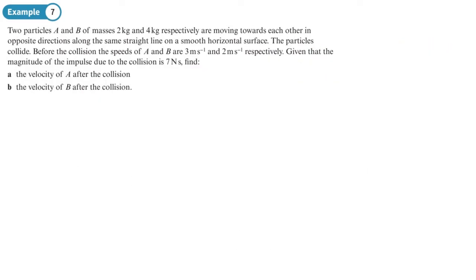Right, so we've got two particles, A and B. A is 2 kg, B is 4 kg. We're told that they're moving towards each other in the opposite direction. Now that's important. Things can move towards each other in the same direction. For example, if A was moving faster than B, then A would be moving towards B, but they'd be travelling in the same direction. So that's important that that's mentioned, that they're moving in the opposite direction.